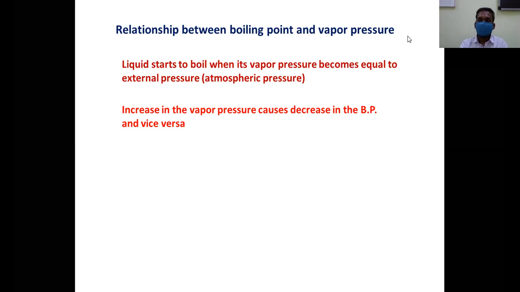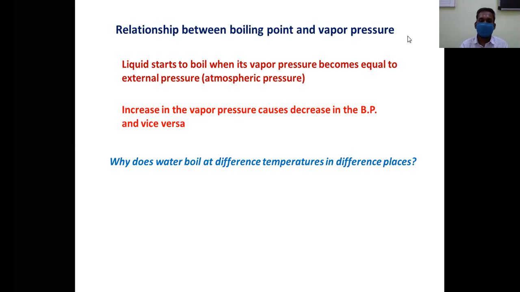Now, maybe we have always pondered this question. We have played with this question: why does water boil at different temperatures in different places? What is the boiling point of water? It is 100 degrees Celsius. Where? At sea level, at mean sea level. Is it not? So, at 100 degrees Celsius, water boils at sea level. At what temperature does it boil in Bangalore, Tumkur, for example?